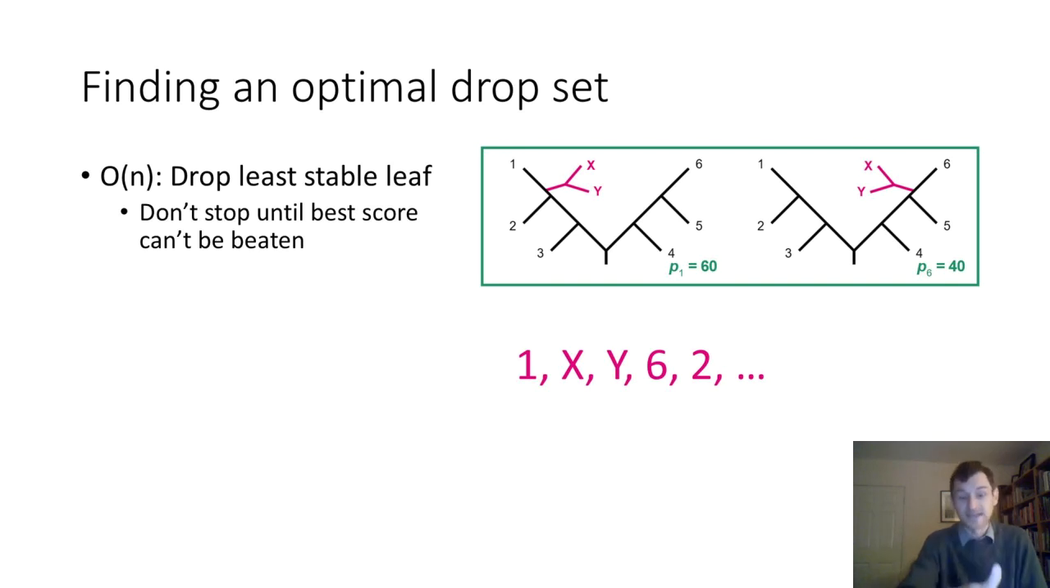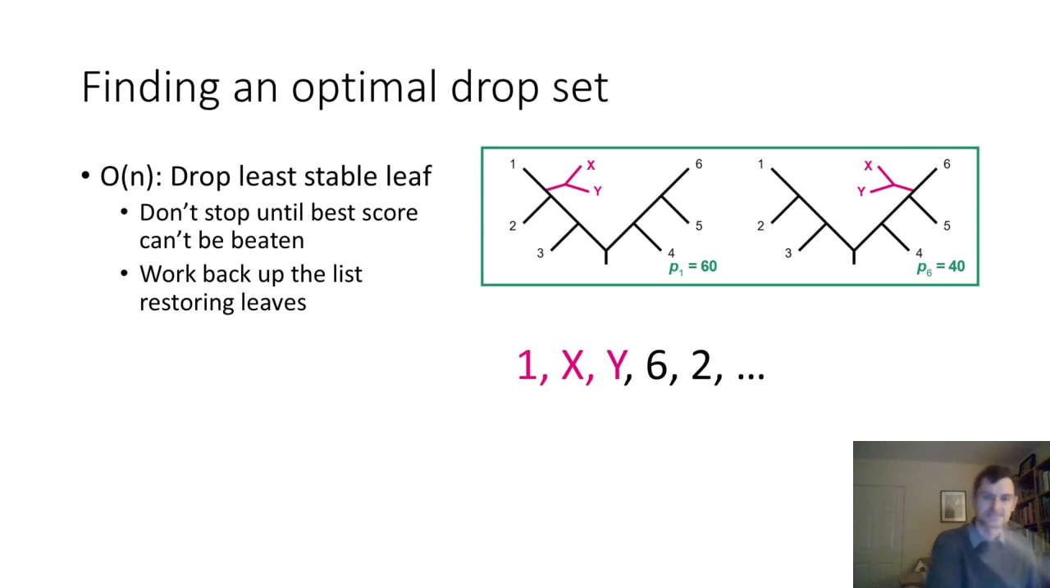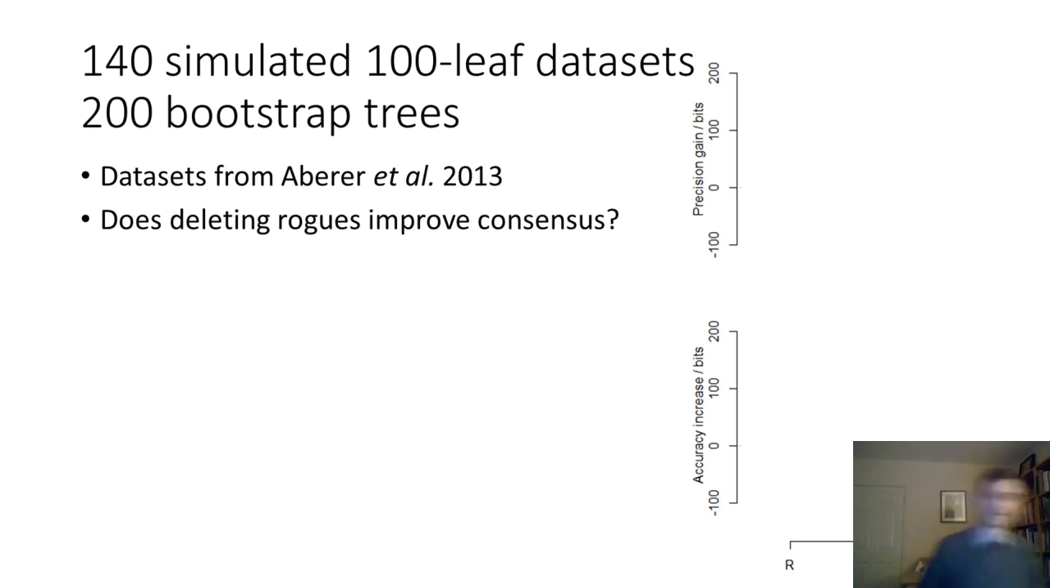So we're going to drop X here, and then we're going to drop Y. And dropping X actually lost us information, but then we gained that back when we dropped Y. So we keep on going down the list, and then we work our way back up the list again, because maybe we're a little bit too ambitious and remove too many leaves. Maybe there are some leaves that individually we can restore and gain information as we work our way back up this list. So this more or less scales in line with the number of leaves, so it's much quicker. In many circumstances, it's perhaps less likely to find an optimal drop set, an optimal set of rogues to remove.